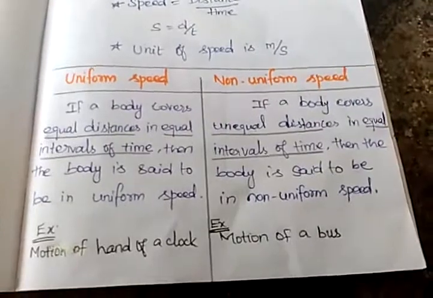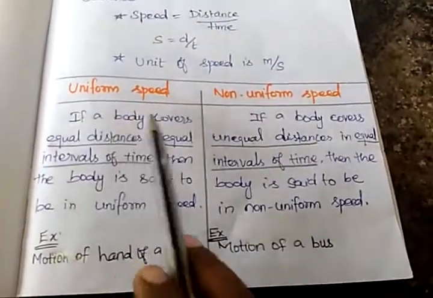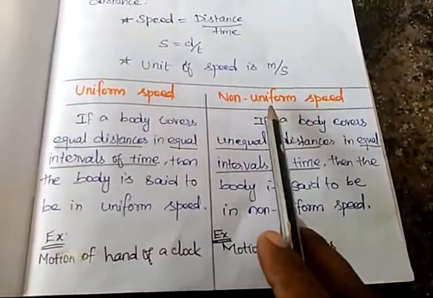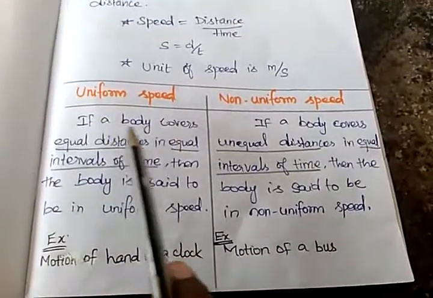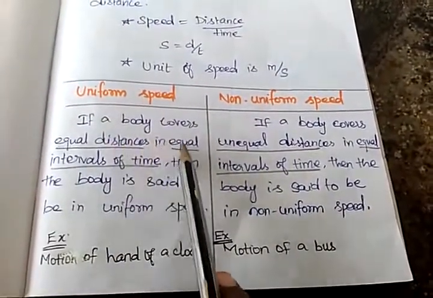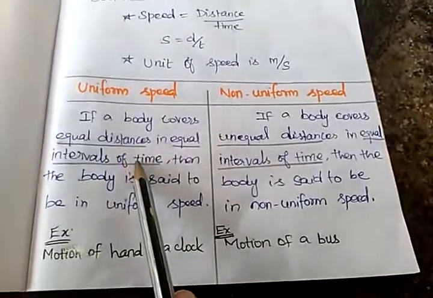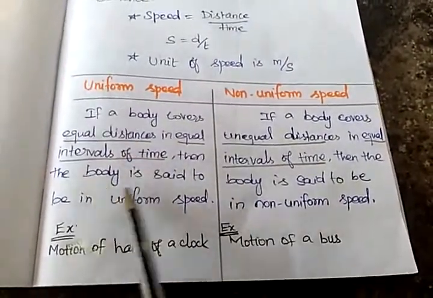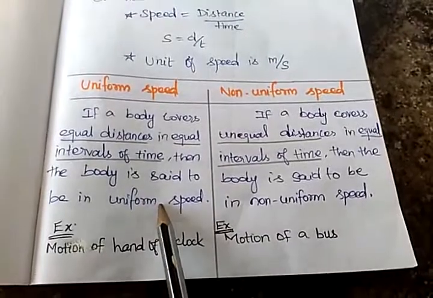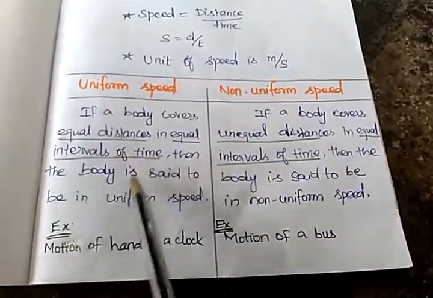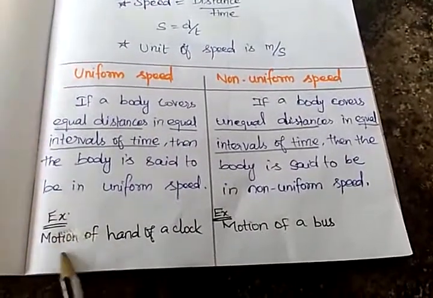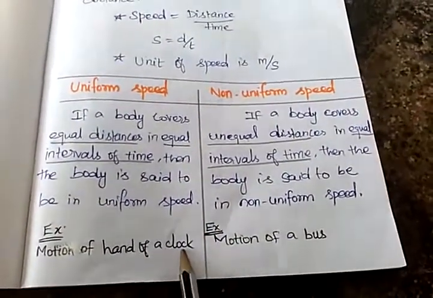Students, next we learn uniform speed and non-uniform speed. What is uniform speed? If a body covers equal distances in equal intervals of time, then the body is said to be in uniform speed. Here we see an example: the motion of the hands of a clock.